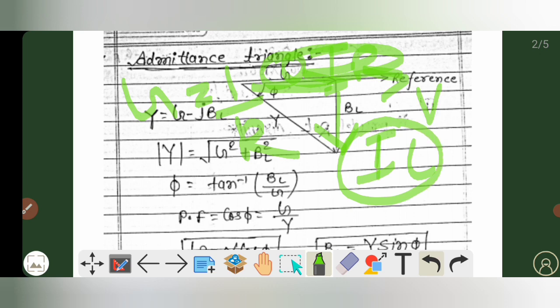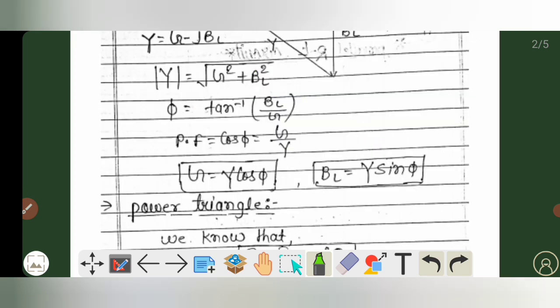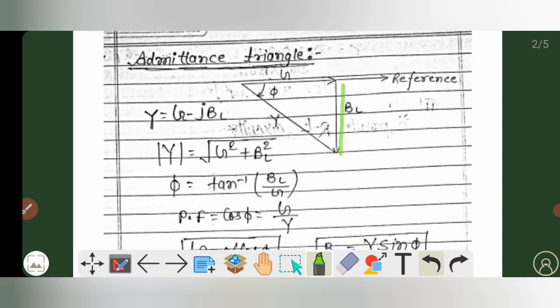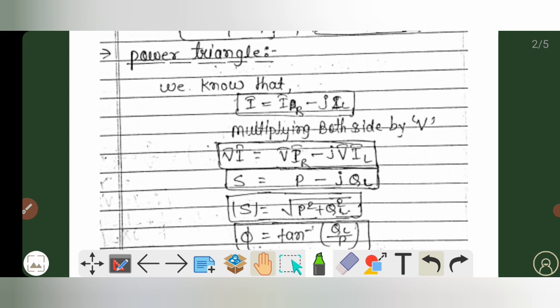In this equation, BL is the inductive susceptance. And this is the current across the inductor, and this is the inductive susceptance. So here we will take BL. So this is the admittance triangle. And now we will draw the power triangle.